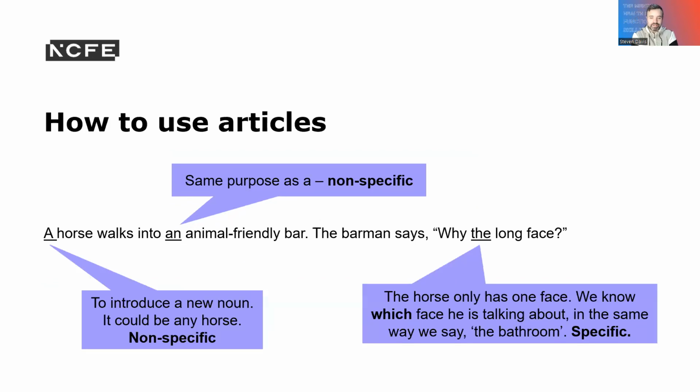How to use the articles. So a horse walks into an animal-friendly bar. The introduction to a new noun, it could be any horse. Same purpose as non-specific. So it could be any animal bar. So it's not been specific. The barman says, why the long face? The horse only has one face. We know which face he's talking about. In the same way we say the bathroom, it's specific.